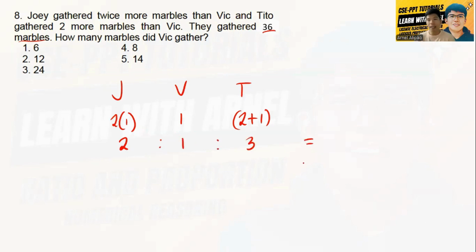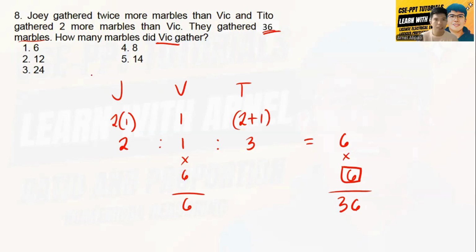In total, if we're gonna add all of the numbers for the simplified ratio, 2 plus 1 plus 3 is 6. And what's the total marbles? 36. So what are we gonna multiply by 6 so that we can have 36 marbles in total? Of course, 6. And what is being asked? The marbles that Vic had. So let's focus on Vic times 6. So we have 6 as our answer. Any question?